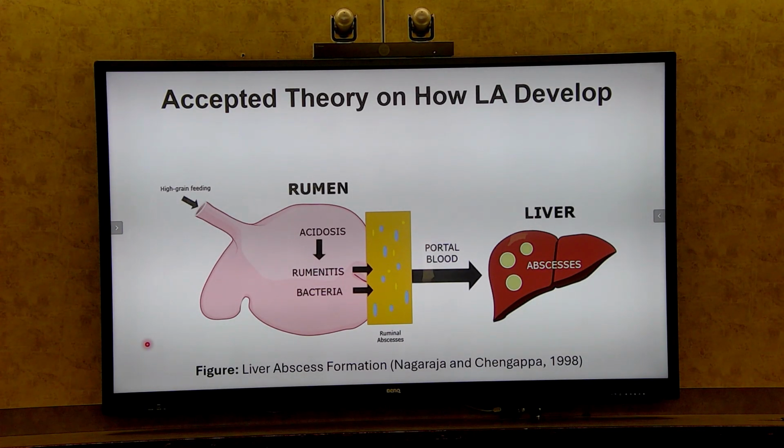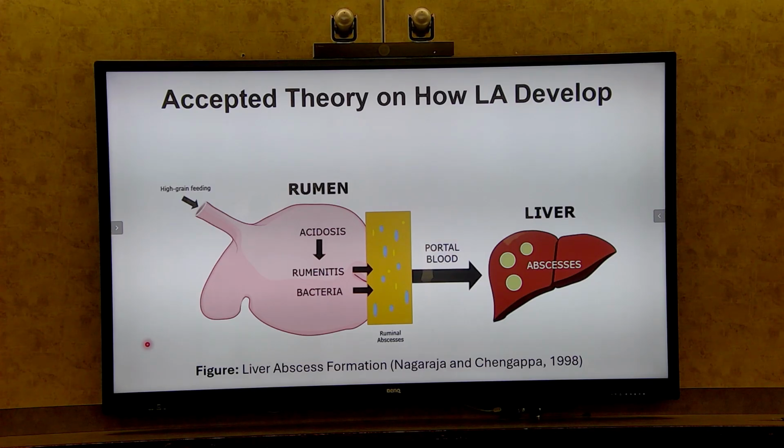So how do they develop? The currently accepted theory of how liver abscesses develop is that it's related to ruminal acidosis. And so the consumption of highly fermentable diets results in the rapid production of volatile fatty acids in the rumen. The rumen is only able to absorb those acids at a certain rate. So if you're producing more acid than the animal is able to use for growth, then the pH of the rumen is going to decrease.